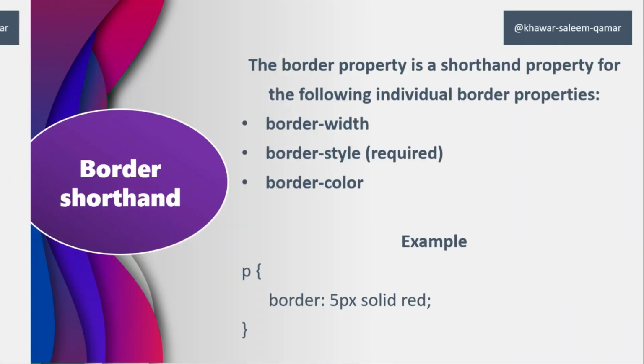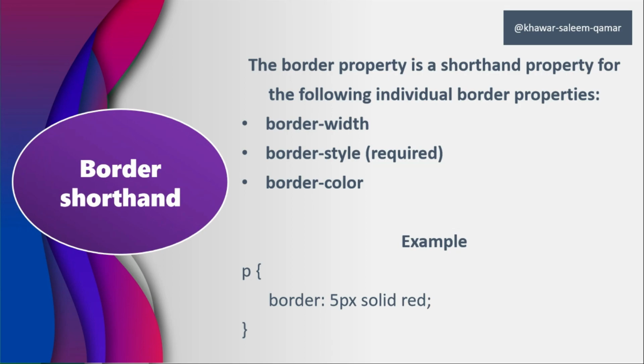After this, having given values for individual borders, we come to a shorthand for the borders. In this shorthand, we can specify all these 3 values in a single property, which is border. And what are these values? These values are the border width, border style and the border color.